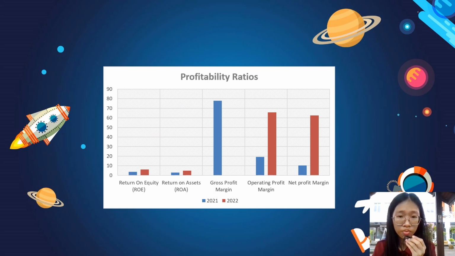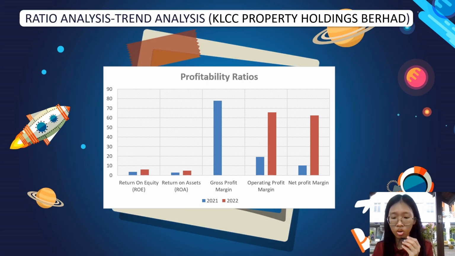Last, we continue with the profitability ratios of KLCC Property Holdings Berhad. It showed that year 2022 was higher than year 2021, except the gross profit margin. First, the return on equity, ROE, of KLCC Property Berhad increased in year 2022 because in these 2 years the company did not suffer loss in its investment. And the return on asset increased in year 2022, and this obtained more expected benefit.